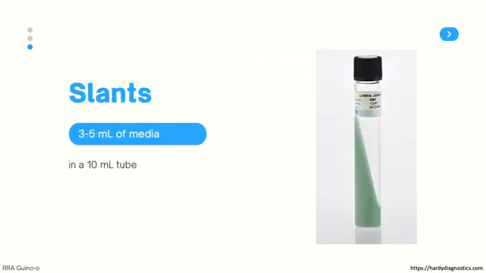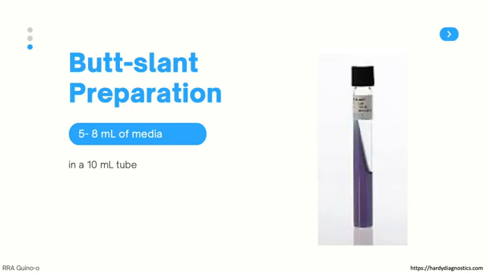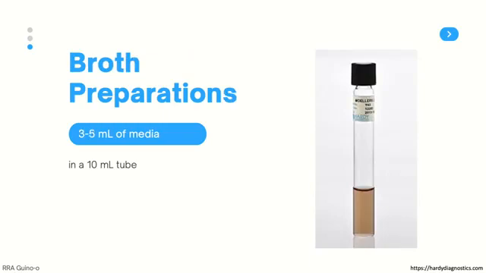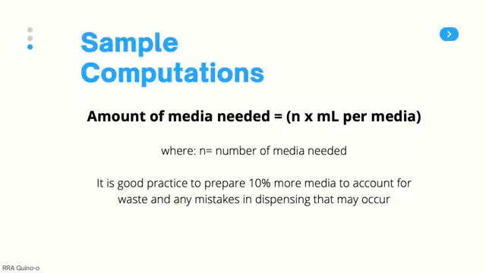Then we have slants, like the one you see on the right side, and these contain 3 to 5 ml of media in a 10 ml test tube. Next we have the butt slant preparation. In comparison to the pure slant, this kind of preparation has a slant part on the top and a thick layer of agar on the bottom of the tube, and this is what we call the butt. Usually, tubes contain 5 to 8 ml of media in a 10 ml test tube. The last type of media is broth preparations, and this contains 3 to 5 ml of media placed in a 10 ml tube.